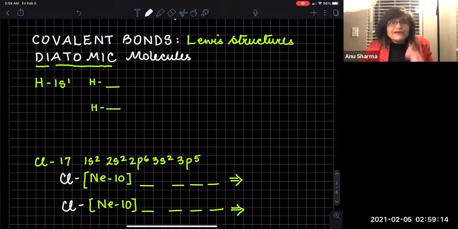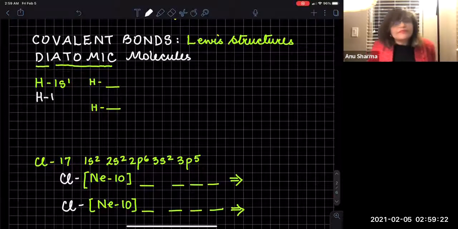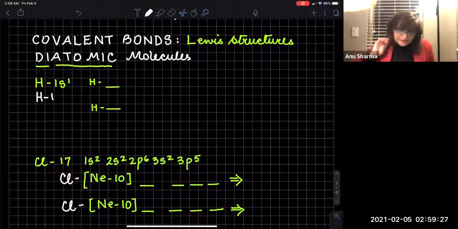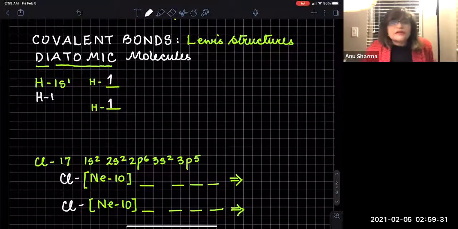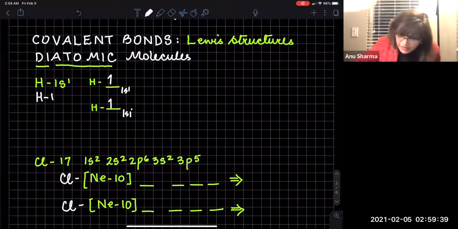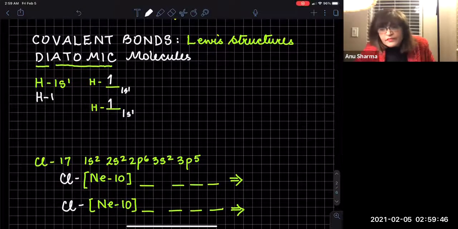Okay, so here we see hydrogen. Hydrogen has only 1 electron, right? The atomic number for hydrogen is 1. And where is that 1 electron placed? In 1s1. Now let's put this in the orbital diagram. This is the 1s orbital, and it contains 1 electron, and the other one also contains 1 electron. Now, hydrogen does not follow the octet, which is fine.